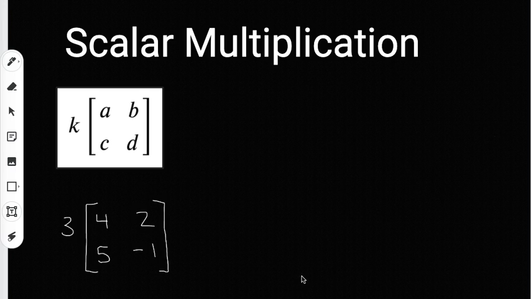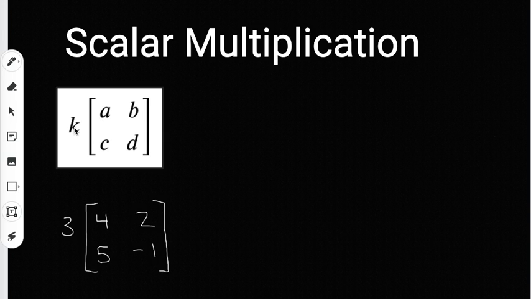Scalar multiplication. So today we're going to be multiplying matrices by scalars. And it turns out that whenever you have a number outside your matrix, like let's say k in this example or 3 in this example, what you're going to be doing is multiplying every single number inside the matrix by whatever number is on the outside. So for this, I'd be multiplying k by every single letter on the inside.